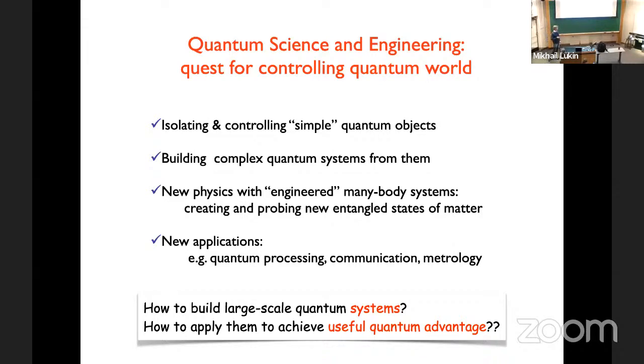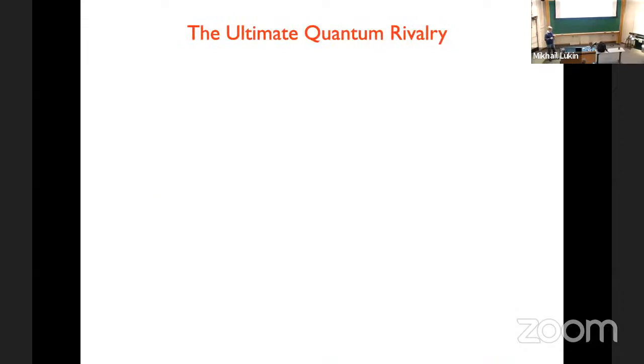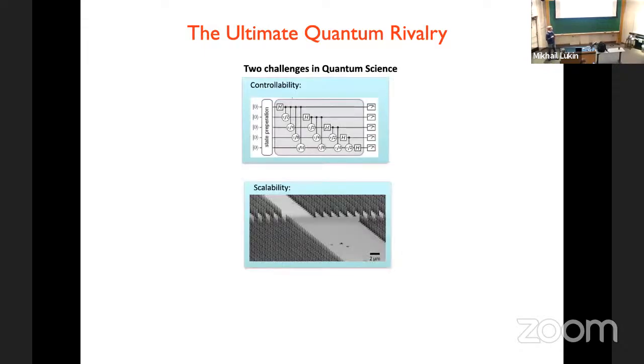But you could say, well, with these two big questions, why is there so much excitement? The reason is that I think this is a very special time in the field. Basically, this is a time of what I would call ultimate quantum rivalry. This can be understood in many ways, but I think about it in a much more Eastern philosophical way. This is basically a competition of two forces of nature, and these are the forces of controllability and scalability.